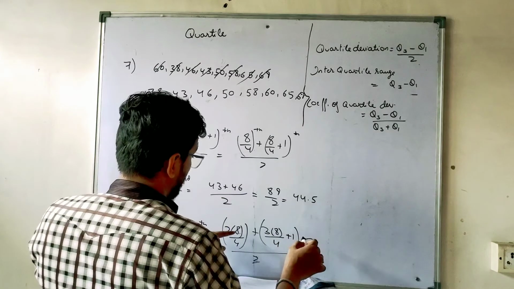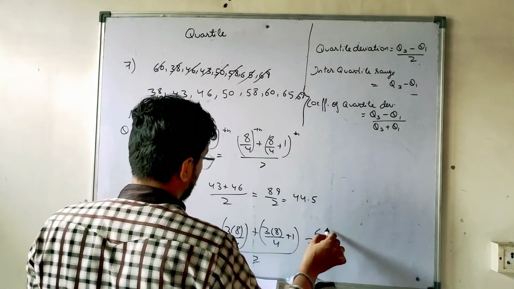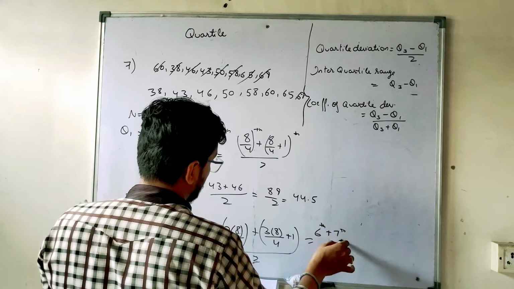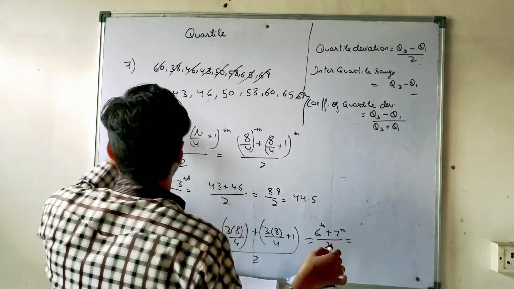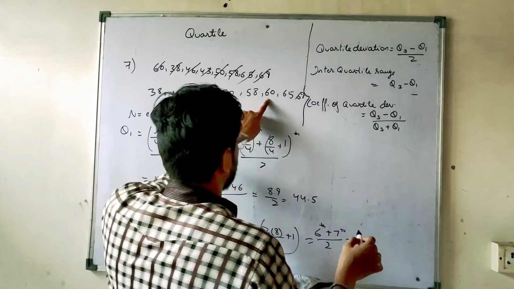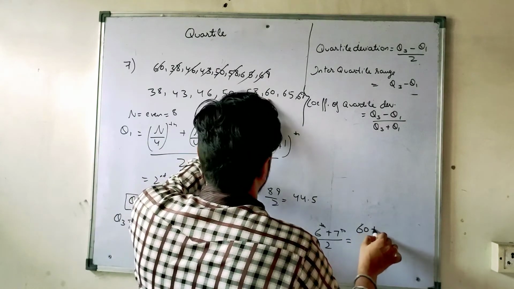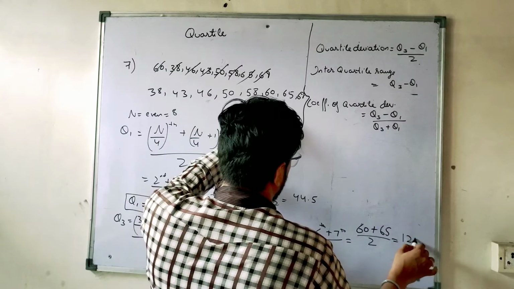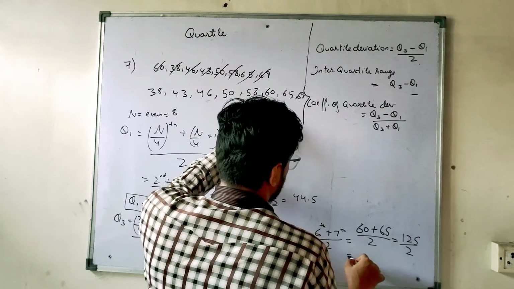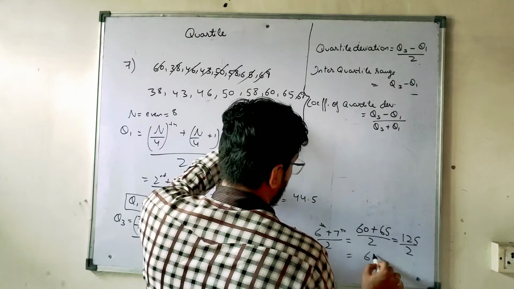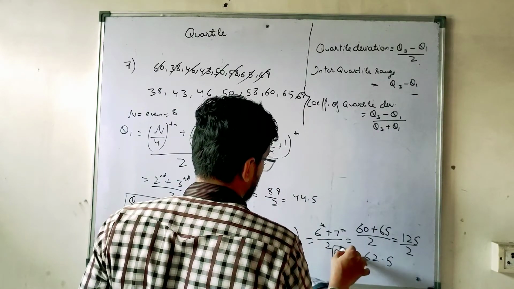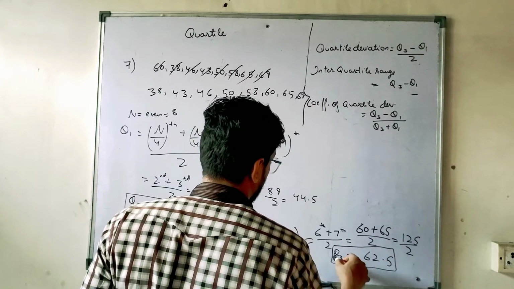So 4, 2, 3 to 6 plus 6 plus 1, 7th. 6th term upon 7th term upon 2. 6th is 1, 2, 3, 4, 5, 6. 60 plus 65 upon 2. 125 upon 2, which is 62.5. So Q3 is 62.5, right?